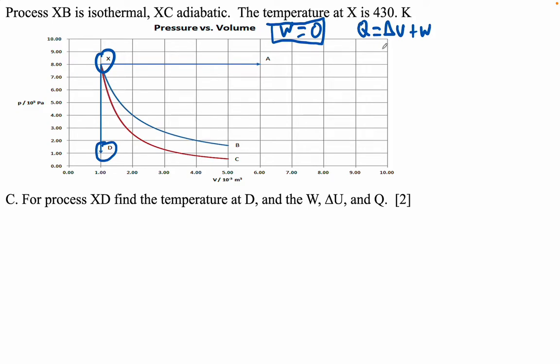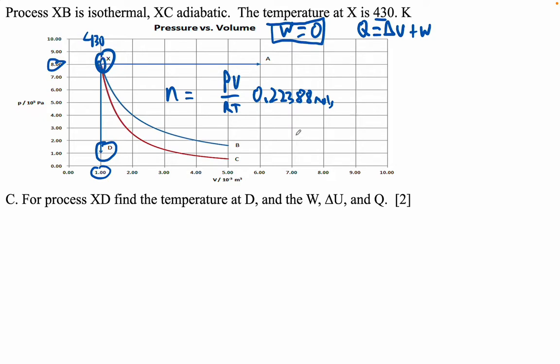Okay. And really all we have to do is to figure out the number of moles, which I've done before, right? So the number of moles is going to be PV over RT. And we know here the pressure and the volume, and we know the temperature, right? So we know it's 430 there. So if you plug all that in, you get that the number of moles is 0.22388 moles. Okay, using this point right here.